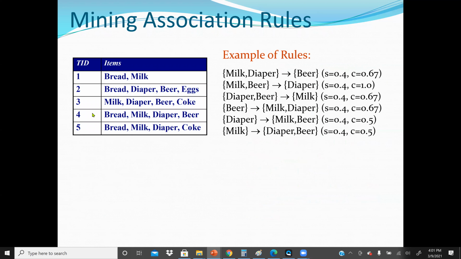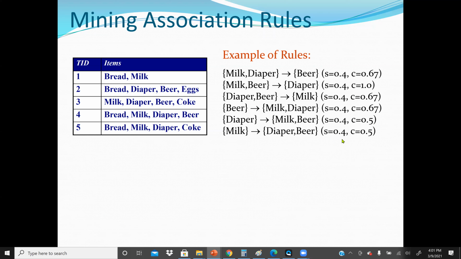Now, this is our database again with 5 transactions. We generate some rules. If we are using the brute force, and we have 3 items, we're going to generate all these rules. You can see here we have milk, diaper, and beer. Next, milk, diaper was the antecedent. Next, milk, beer was the antecedent. Next, diaper, beer. So we generate all the possible rules. Then we find the support and the confidence.